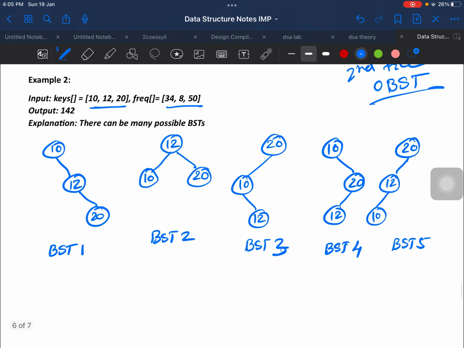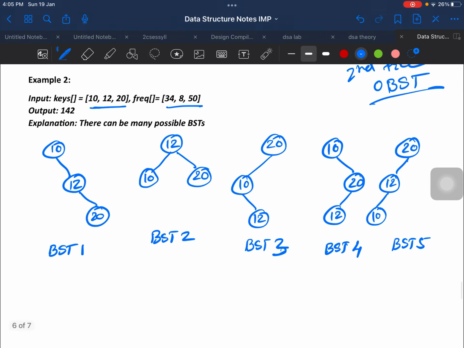Now guys, I will calculate the cost of these BSTs. First of all, I will write the frequencies of these nodes. So 10 we got 34 times. 34 here.